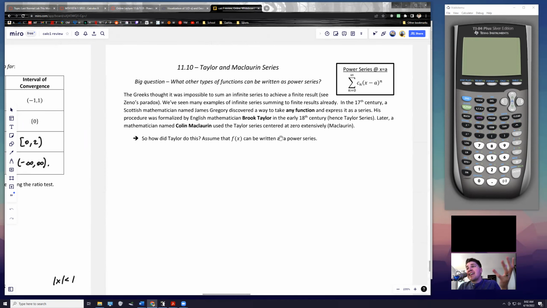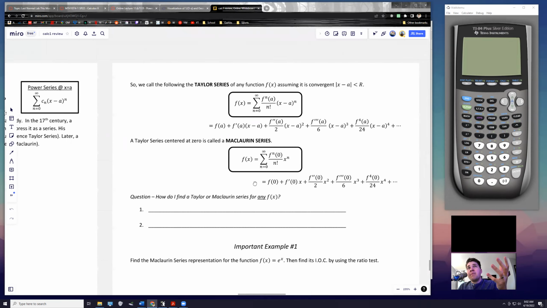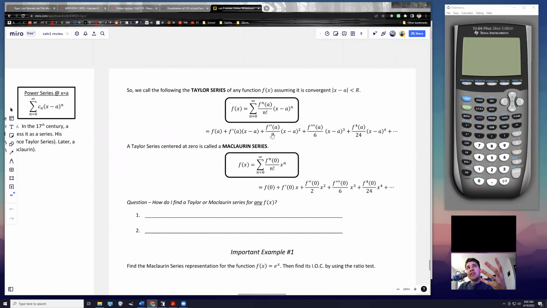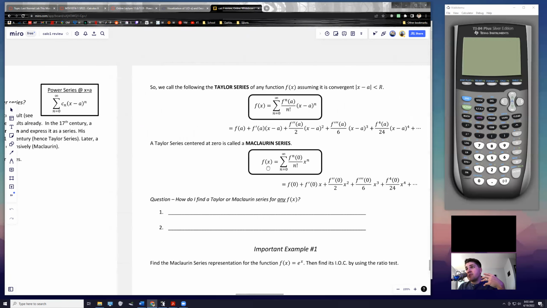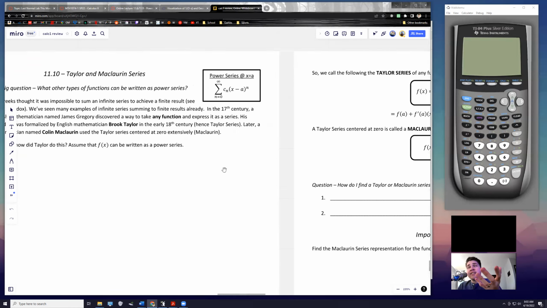But the question is, how did Taylor do this? How did Taylor figure out a formula? If you look these things up on the internet, you'll find these formulas: the Taylor series formula, the Maclaurin series formula. What I wanted to show you guys is why. How did they figure these things out?